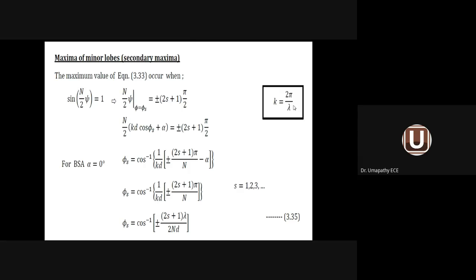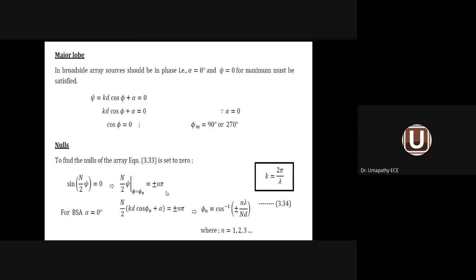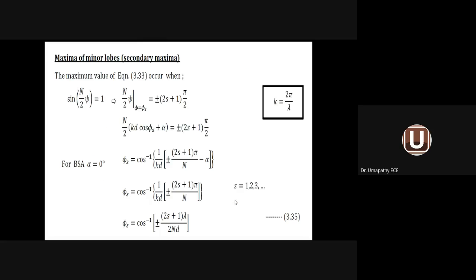Then alpha equal to 0, k equal to 2 pi by lambda. And I'm getting the expression psi s equal to cos inverse of plus or minus (2s plus 1) lambda divided by 2nd. In the place of n, I'm using the parameter s. Previously we were using n. You can use the same variable, small letter n, instead of s. So now we got an angle with respect to secondary maxima. The third parameter is also over. Remember, whatever procedure we are following for the broadside array is totally applicable for the end-fire array also.